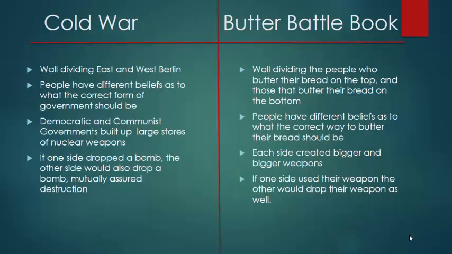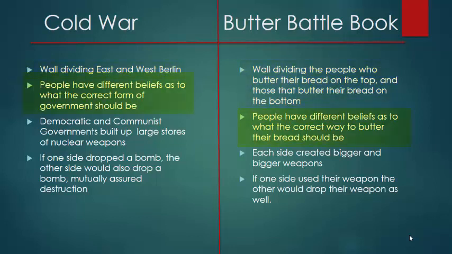I like to have my students do a T-chart comparing the fictional Butter Battle Book with the Cold War. The students will have many connections to choose from. This can be done at the beginning, middle, or end of your unit. So for instance, in the Cold War, you have the wall dividing East and West Berlin. In the Butter Battle Book, you have the wall dividing people who butter their bread on top versus those who butter their bread on the bottom.